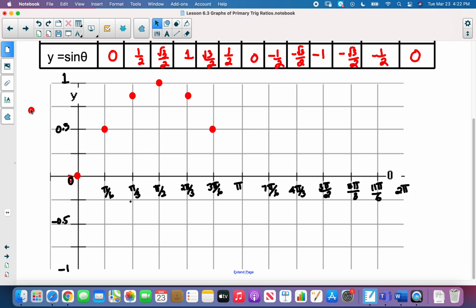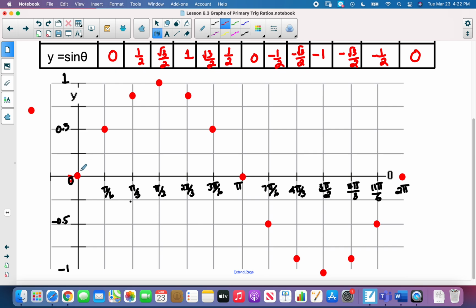Then back to pi, where sine pi is 0. And then the next one is -½. Then negative √3 over 2. Then -1. Then back to this one here. Then -0.5, which is this point here, and 2 pi is 0.